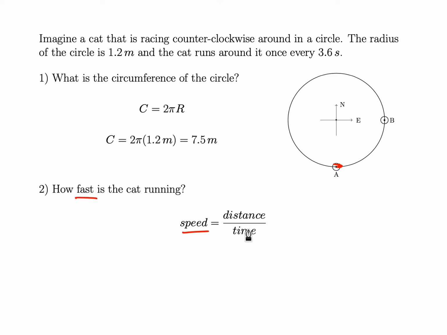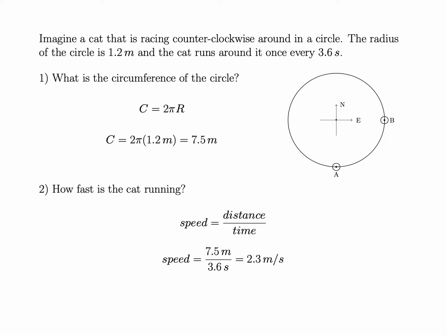So we're going to need the distance, but the distance is the once-around distance, the circumference. And we're going to need the time, but we're given that the cat takes 3.6 seconds to go around once. So if we want to know the cat's speed, we can just do distance divided by time. Again, you could pause the video and calculate yourself to see what you get. But if you just plug in the numbers that are given, you end up with an answer that the cat is going 2.3 meters per second.